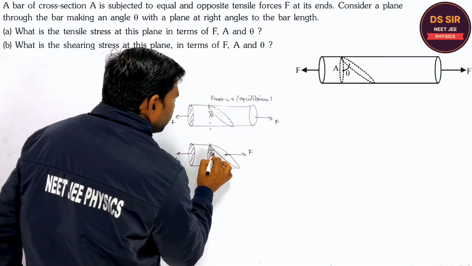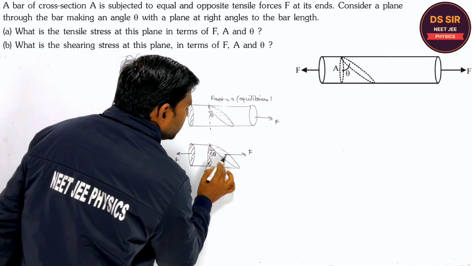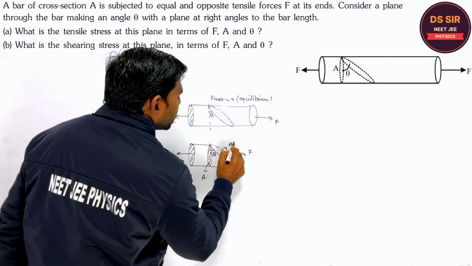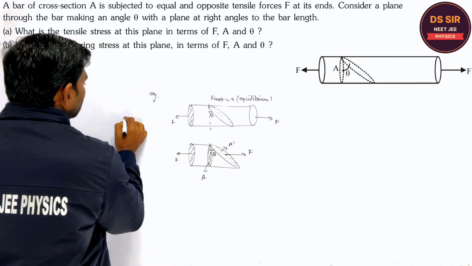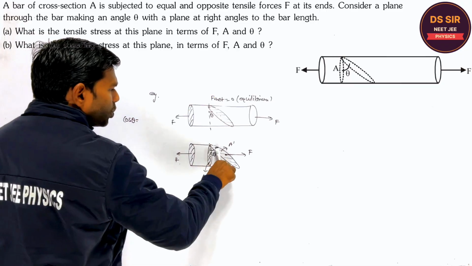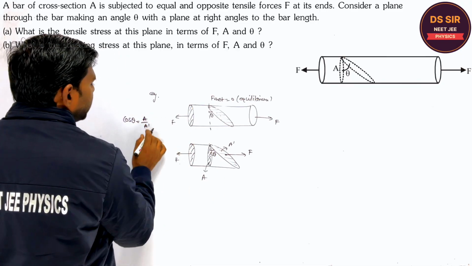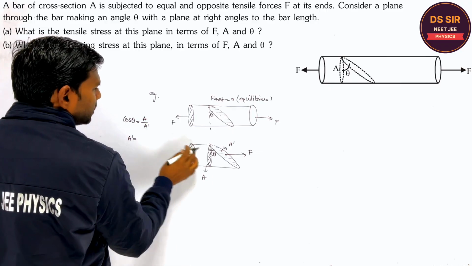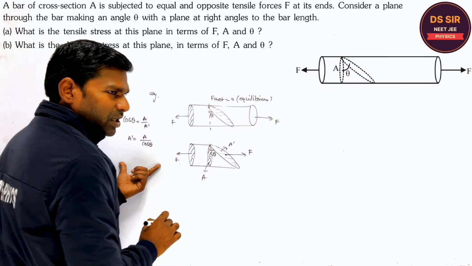You tell. If this angle is theta, this is the area. So this area will be supposed to be A dash. First, I will write the relation between A dash and A. So cos theta is what? Base upon hypotenuse. You may write it in this way. So A dash, that is the area of this, is A upon cos theta. This is the first relation.